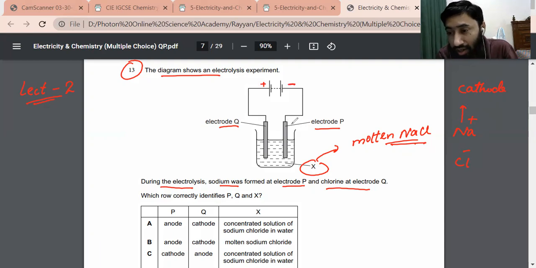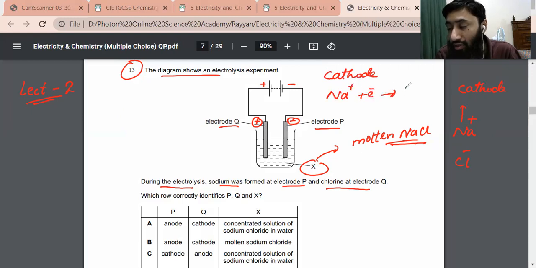The negative terminal of the battery is connected to electrode P, so a negative charge will appear at electrode P. The positive terminal is connected to electrode Q, so a positive charge will appear at electrode Q. Sodium, being a positive ion, should migrate towards electrode P. Electrode P is a cathode. When sodium reaches the cathode, it gains an electron and is converted into sodium metal, which deposits at electrode P.